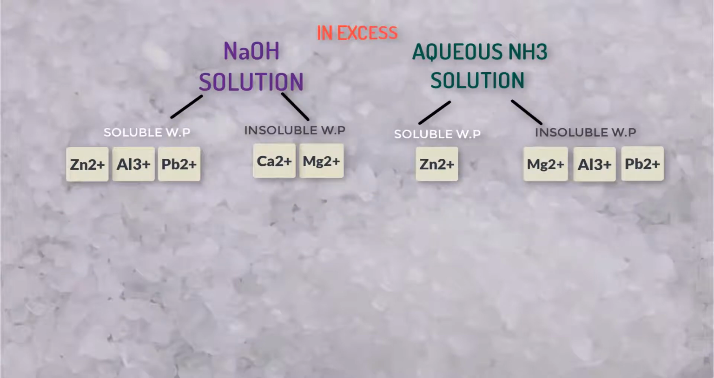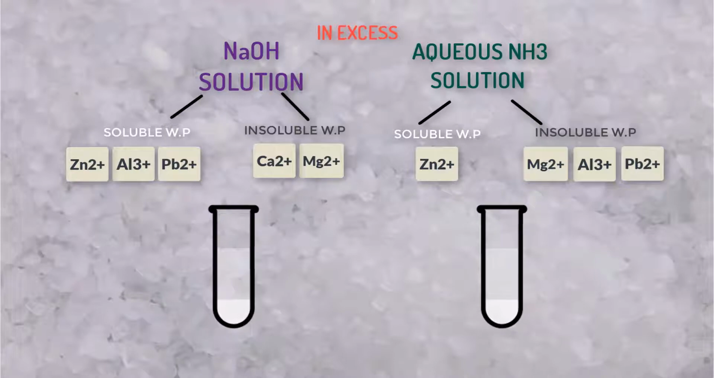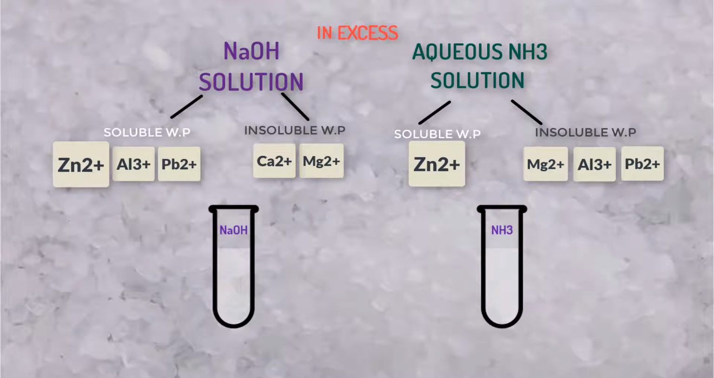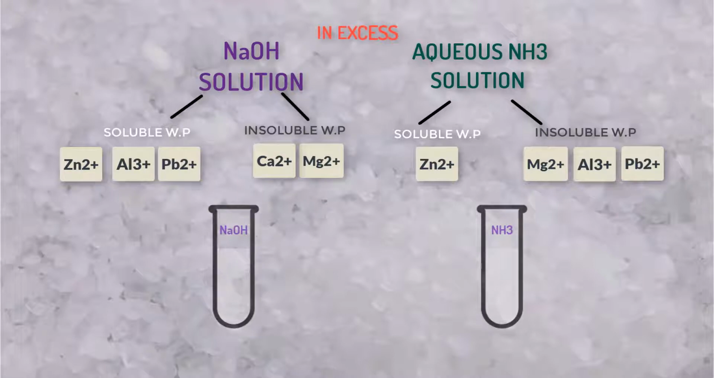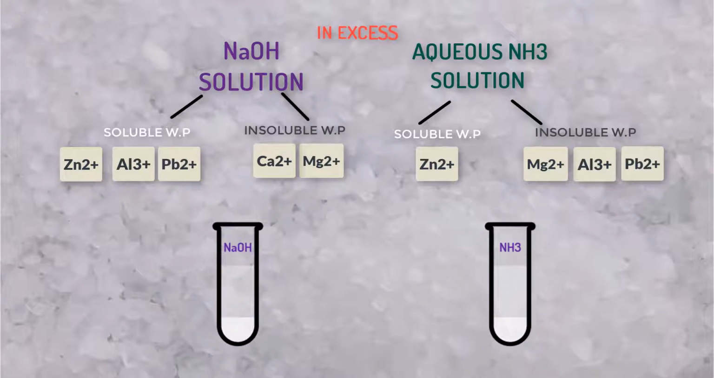When an aqueous cation solution produces white precipitate which is soluble when added in both excess sodium hydroxide solution and aqueous ammonia, zinc ions are present. If the white precipitate produced are not soluble when added in both excess sodium hydroxide solution and aqueous ammonia, magnesium ions are present.